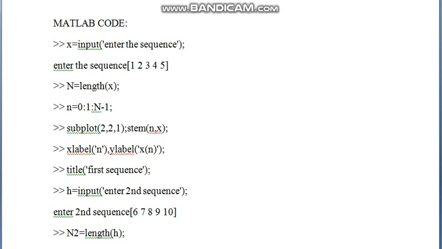Now, I want to find out the linear convolution of two sequences. So, first I will enter the first sequence. For entering the sequence, the MATLAB command used is input. x equals input, enter the sequence. That means x represents the sequence. When I enter this command, the MATLAB command window will ask for the sequence. So, I will enter the sequence: square bracket 1, 2, 3, 4, 5.